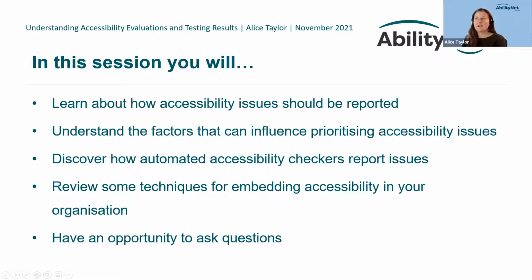We'll also be understanding the factors that can influence prioritizing accessibility issues. So thinking about what's most important. Is it the size of the audience? Is it the number of instances? And how that will affect prioritizing those issues. And also discover how automated accessibility checkers report issues. We'll be looking at the ACTS checker today for single pages and also looking at some site scanners.